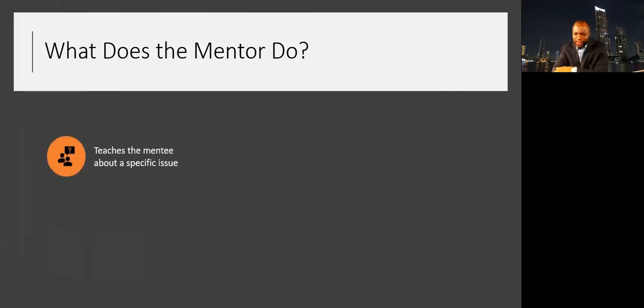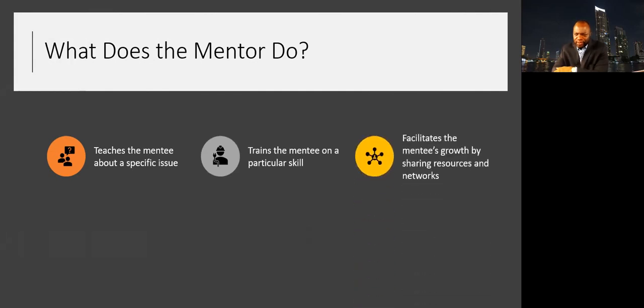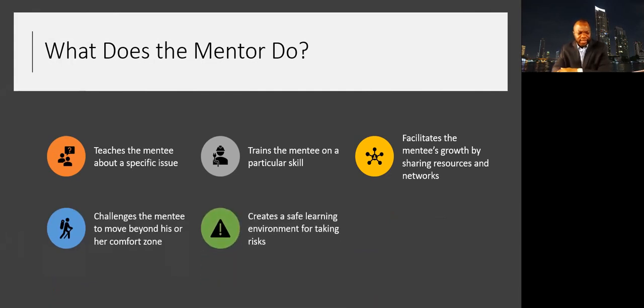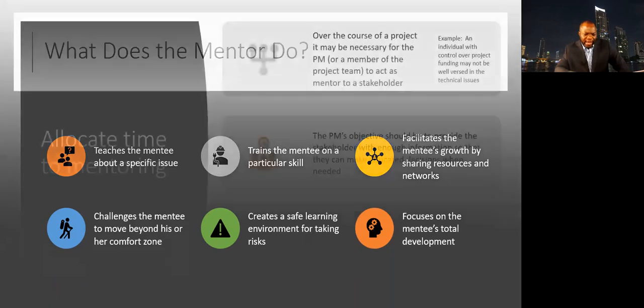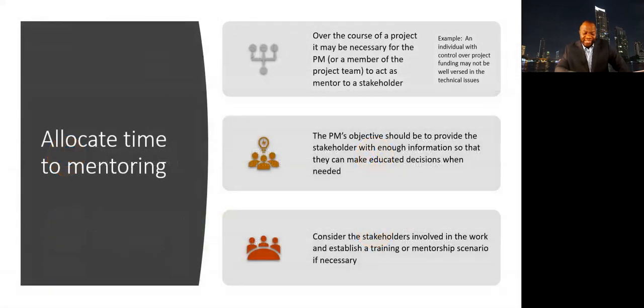A mentor teaches the mentee about a specific issue. A mentor trains the mentee on a particular skill, facilitates the mentee's growth by sharing resources and networks, challenges the mentee to move forward beyond his or her comfort zone, creates a safe learning environment for taking risks, and focuses on the mentee's total development. It's very important to allocate time to do this. A lot of organizations don't.